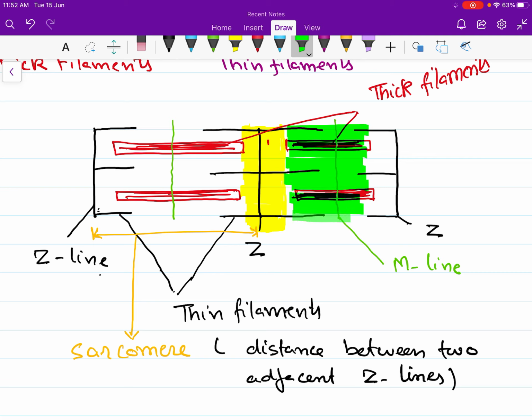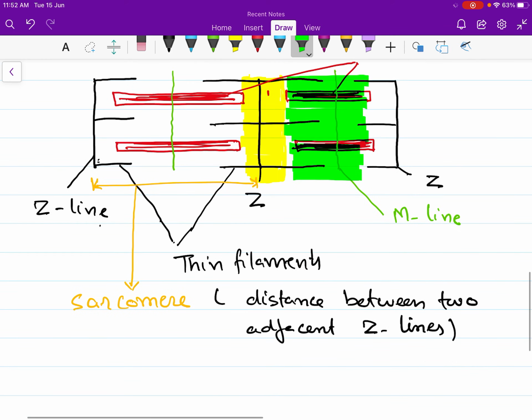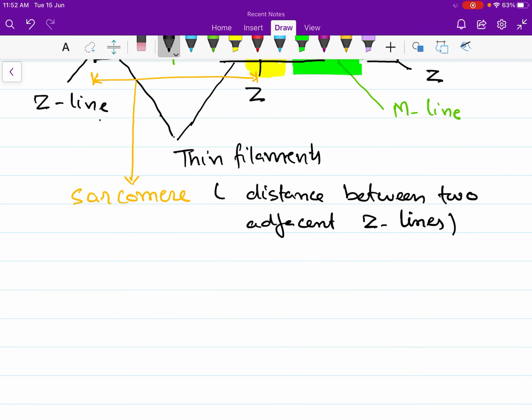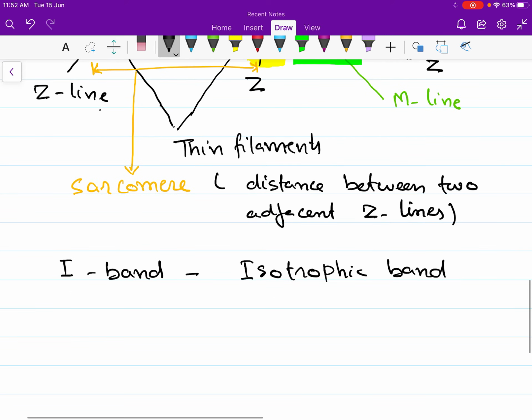The distribution of these two types of filaments gives rise to two types of bands. Number one is the I band. The I band is also called the isotropic band. It is called the isotropic band because it is formed of only thin filaments.